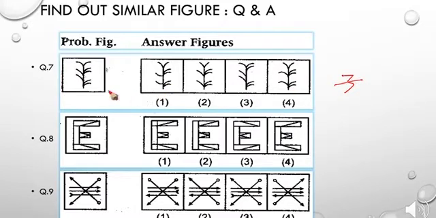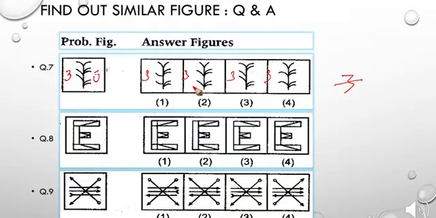Let's check further. We can see on the left side, including this, first, second, third, 3 branches on the left side. Let's check here. 1 2 3, here also 3, here also 3, here 3, and in this option 4 also 3. So we can't differentiate. Let's check on the right side, including this 1 2 3 4 5, 5 branches in the problem figure.